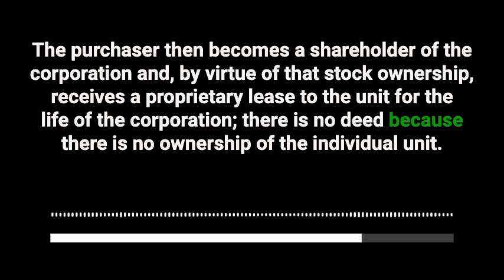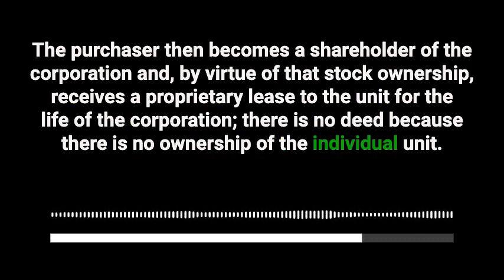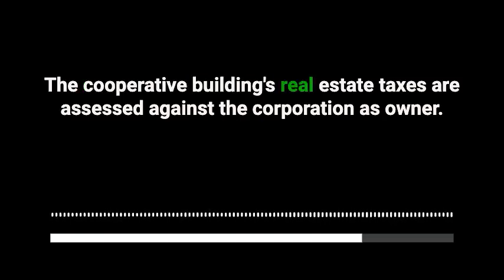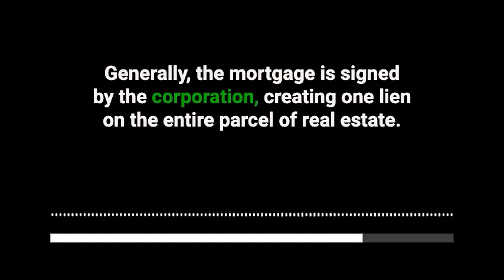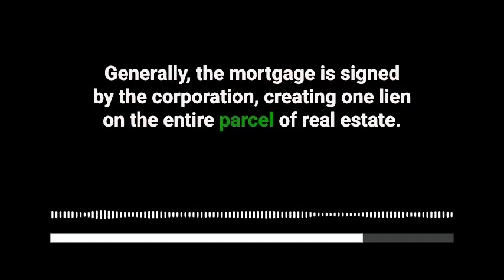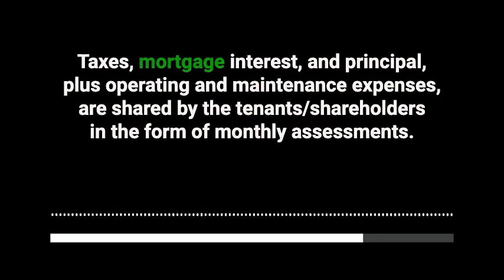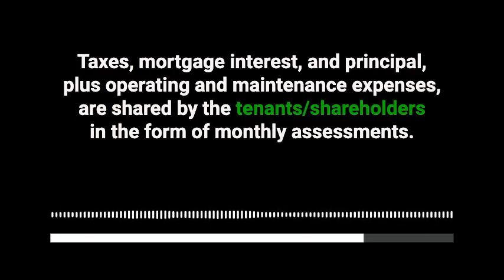There is no deed because there is no ownership of the individual unit. The cooperative building's real estate taxes are assessed against the corporation as owner. Generally, the mortgage is signed by the corporation, creating one lien on the entire parcel of real estate. Taxes, mortgage interest, and principal, plus operating and maintenance expenses, are shared by the tenants, shareholders in the form of monthly assessments.